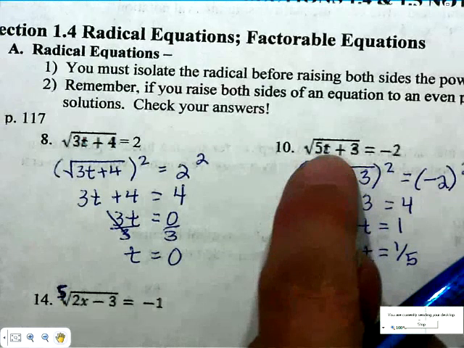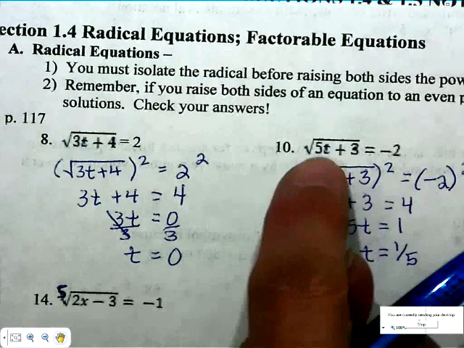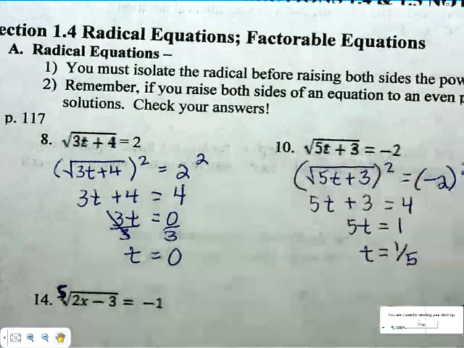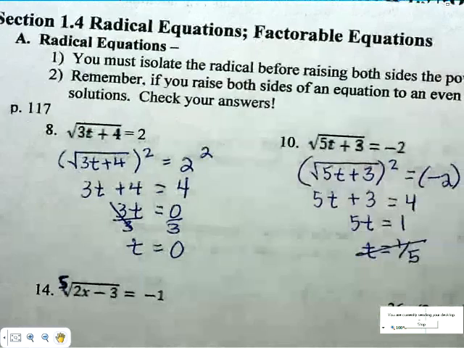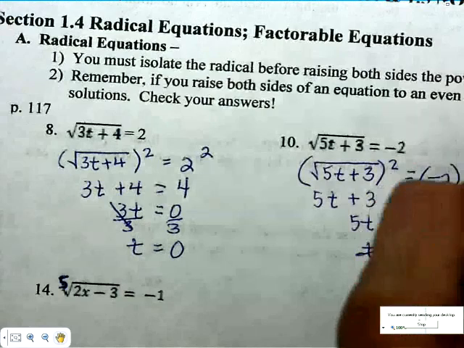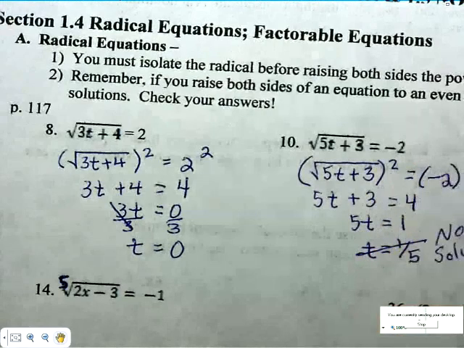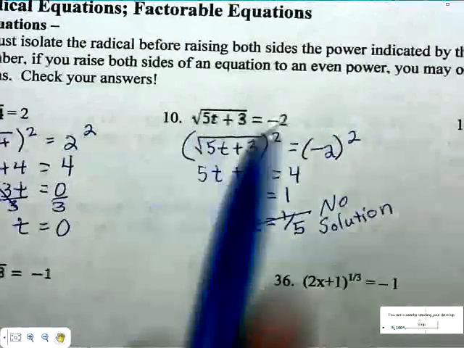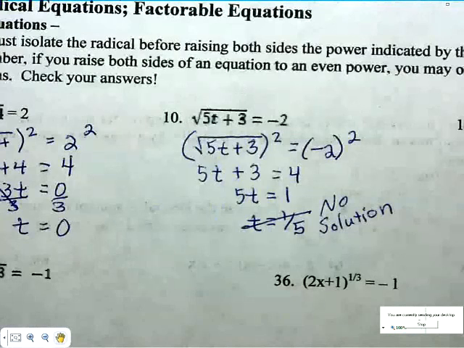5 times 1/5, that's just 1. 1 plus 3 is 4. But is the square root of 4 negative 2? Not the positive square root of 4. So either you go through all that work and then realize your answer doesn't work, so there's no solution, or you pay attention right off the bat and know that that's not going to have a solution, because it's just square root of something equals a negative, and that can't happen in the realm of real numbers. It can happen with imaginary numbers, but we're not dealing with imaginary numbers here.